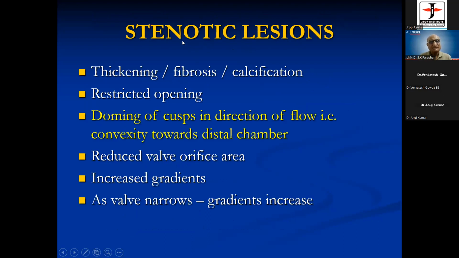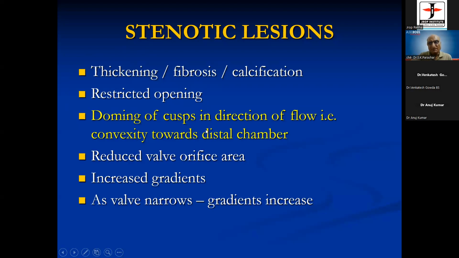Now, this is common for all stenotic lesions. Because this is a diseased valve, it leads to thickening, fibrosis, and calcification. When the diseased valves are involved, ultimately they will be thickened because of the disease process, or they get fibrosed, or they get calcified. And because of this, there is a very restricted opening. The normal valve opens well because it's a pliable valve, but a diseased valve will have a restricted opening. And the most important finding of a stenotic lesion is doming of the cusp.